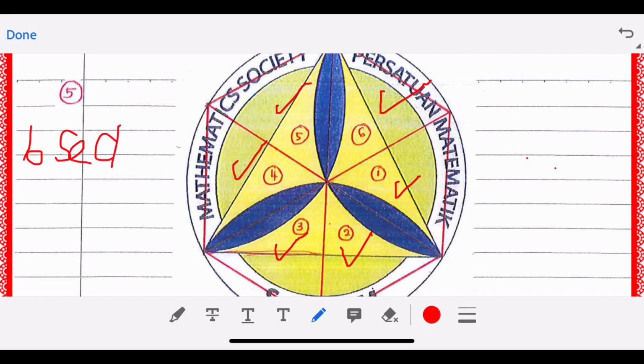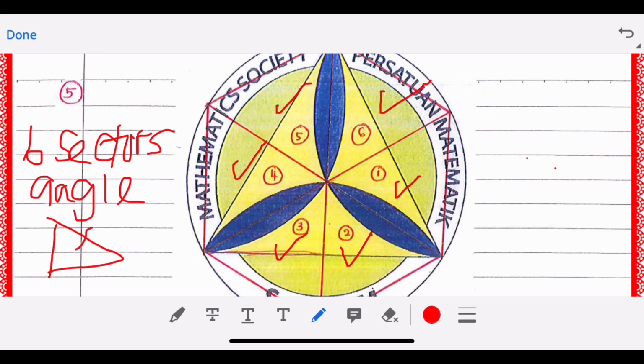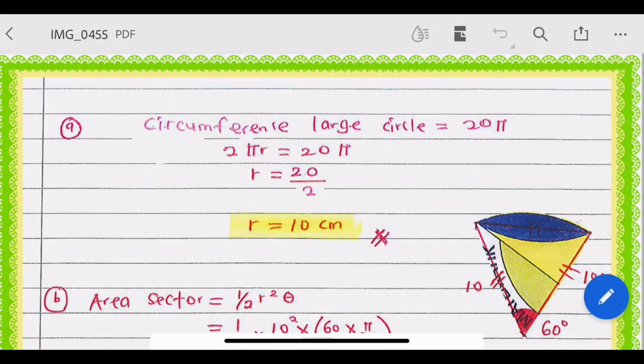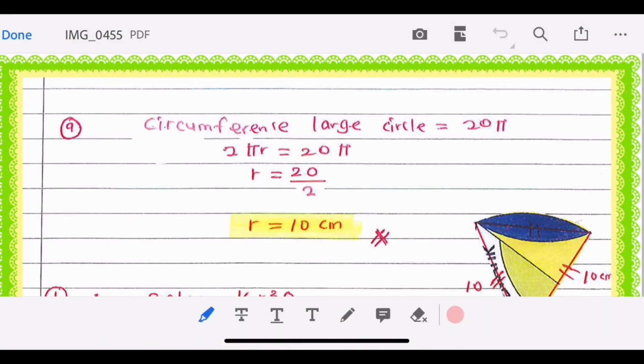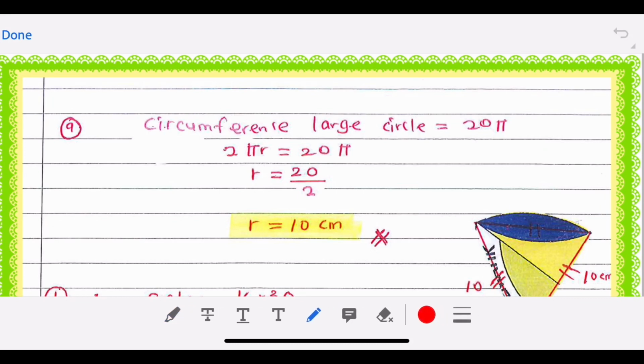So basically, the first step is to have 6 sectors, and then from the 6 sectors, you try to identify the angle of each sector. The question mentions congruent triangles. So the keyword is congruent. Congruent triangles mean that they have the same sides and same angles. Okay, so the angle should be 60, and then we can start to solve the question.